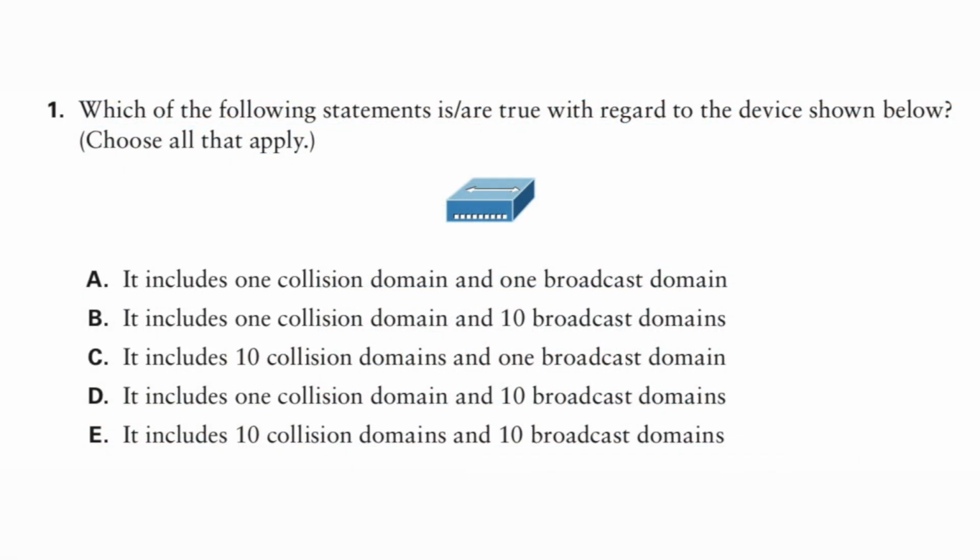Number 1. Which of the following statements is or are true with regard to the device shown below, which is a hub? A. It includes one collision domain and one broadcast domain. B. One collision domain, 10 broadcast domains. C. 10 collision domains, one broadcast domain. D. One collision domain and 10 broadcast domains. Or E. 10 collision domains and 10 broadcast domains.